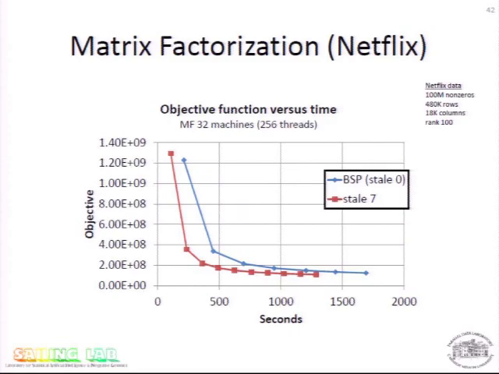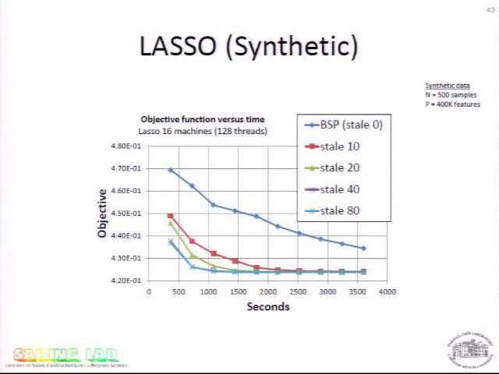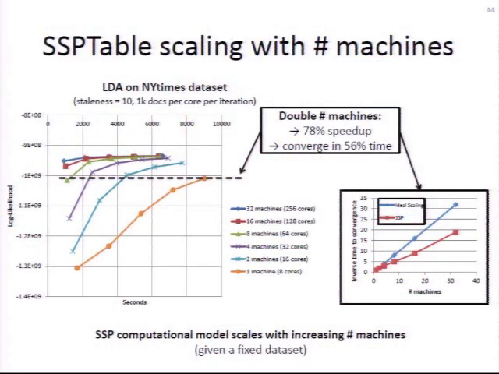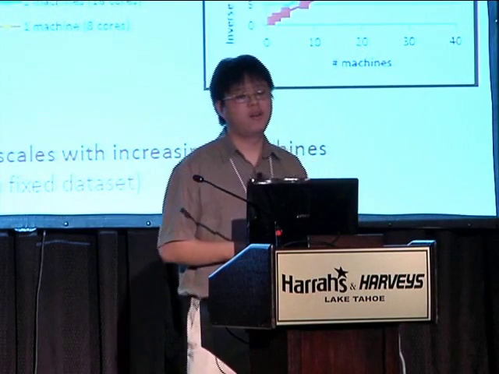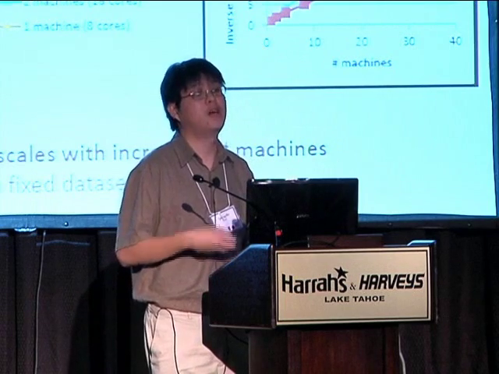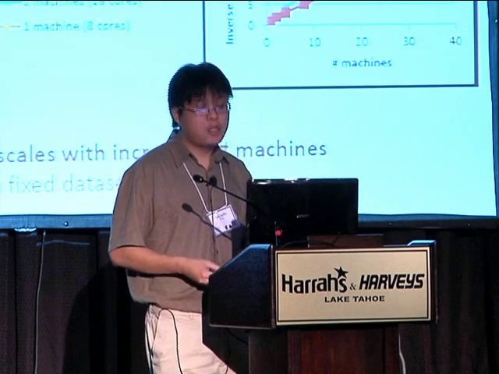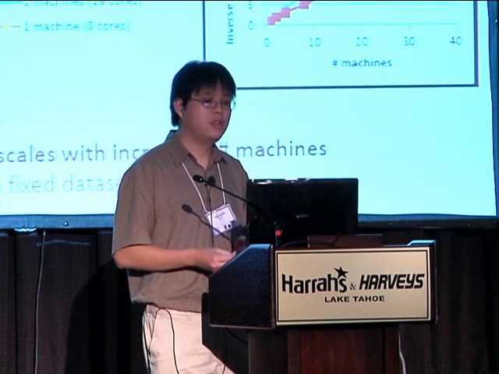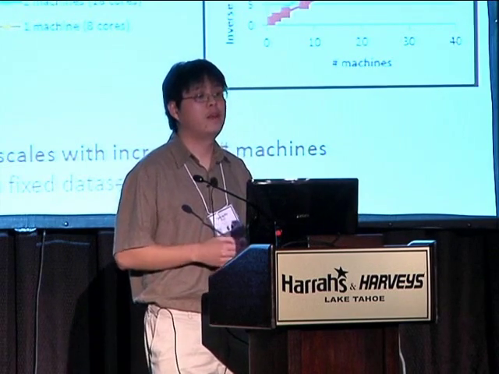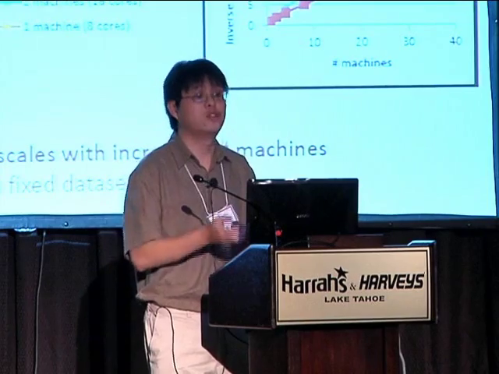We also have results for matrix factorization on Netflix and LASSO regression on synthetic data. And in terms of scaling, if we fix the data set, how does SSP perform as we throw more machines at it? So for the New York Times data set, we can show about roughly a 78% speed up every time we double the machines, and that means you converge in about 0.56 the amount of time every time you double. So it's more or less linear growth. It's not slope 1, but at least it's scaling well up to at least 32 machines which we've tested.